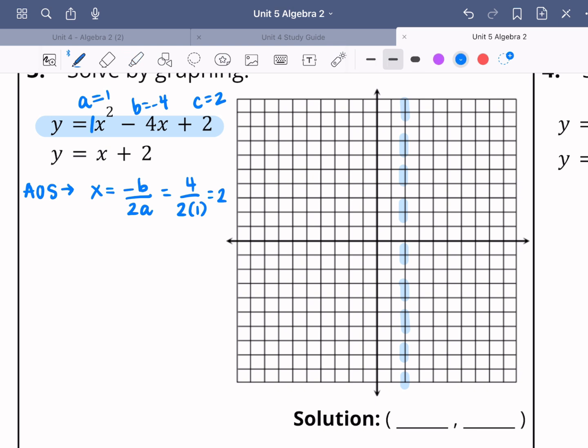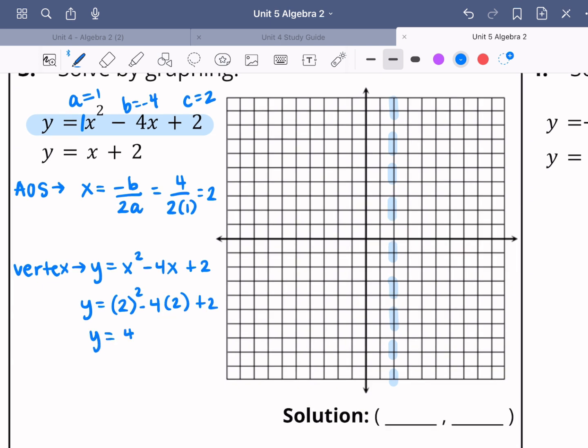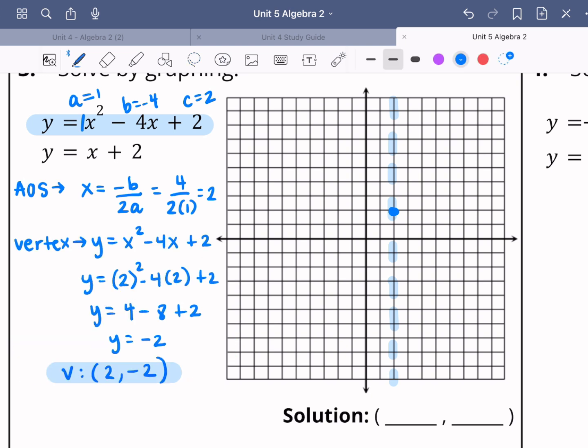and through the vertex. For my vertex, I'm going to substitute this x value into my original function. So when I work this all out, I end up getting -2 overall. So that's my vertex, right? It's at (2, -2). From here, I'm going to use my step pattern to get the rest of my points. Step pattern is always going to be 1, 3, 5, 7, and so on. That could keep going, 9, 11, 13, forever. But we don't really have enough space for all of that anyways.